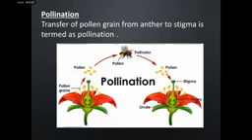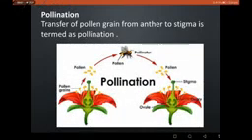Then pollination. Pollination means transfer of pollen grains from anther to stigma. In this picture you can see pollen grains collected by the honeybee being transferred to the stigma. Pollen grains come from the anther and are collected by the honeybee, and deposited over the stigma of the pistil.